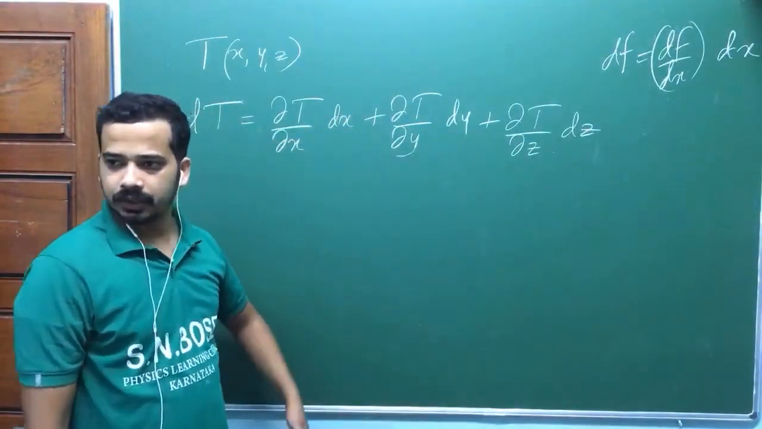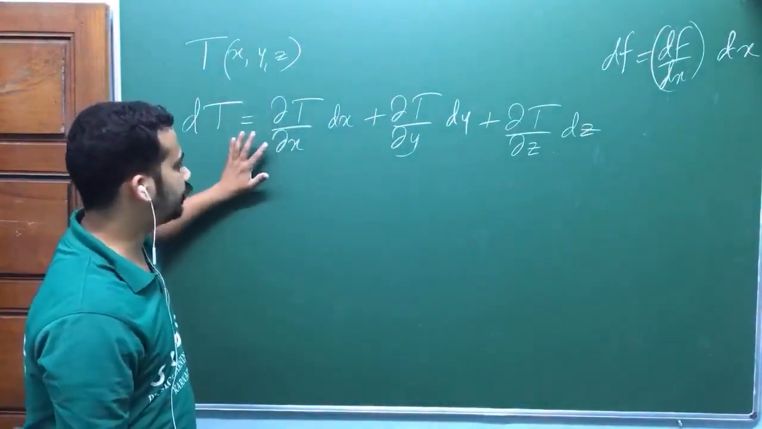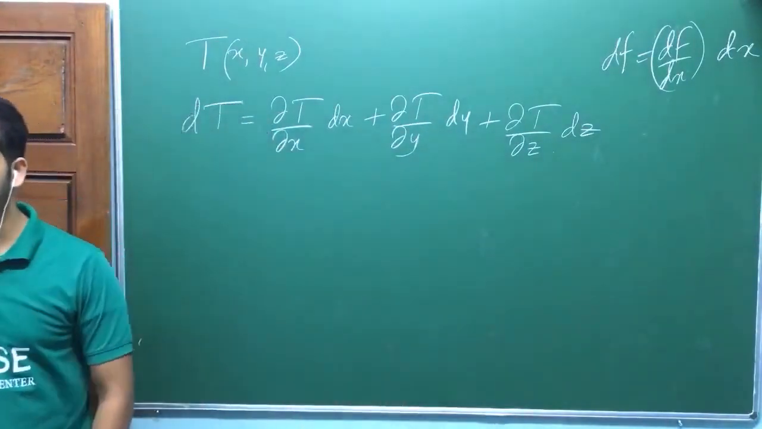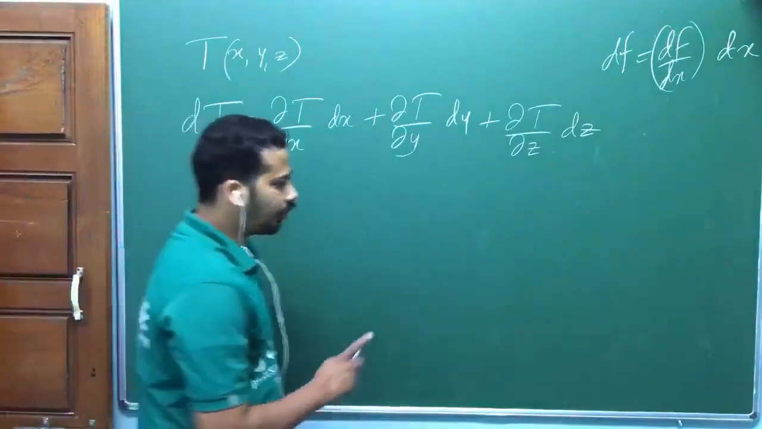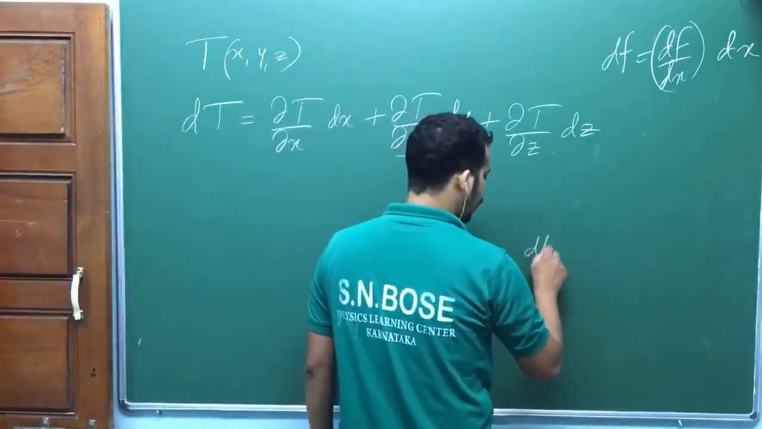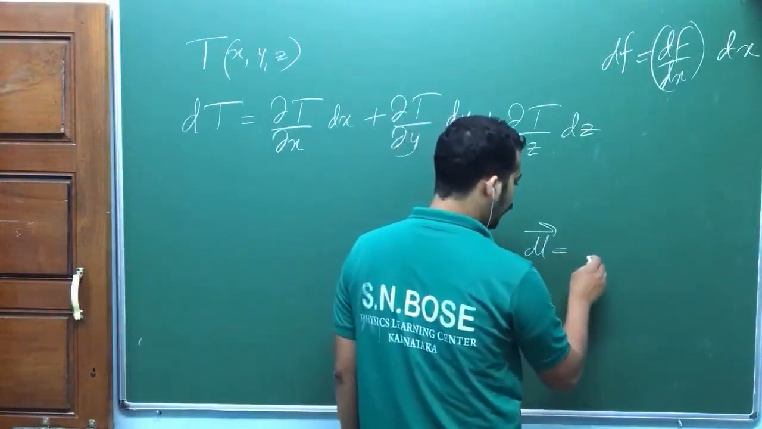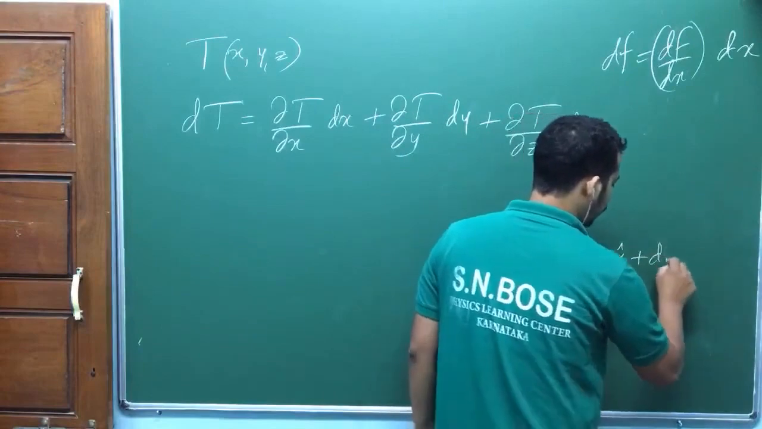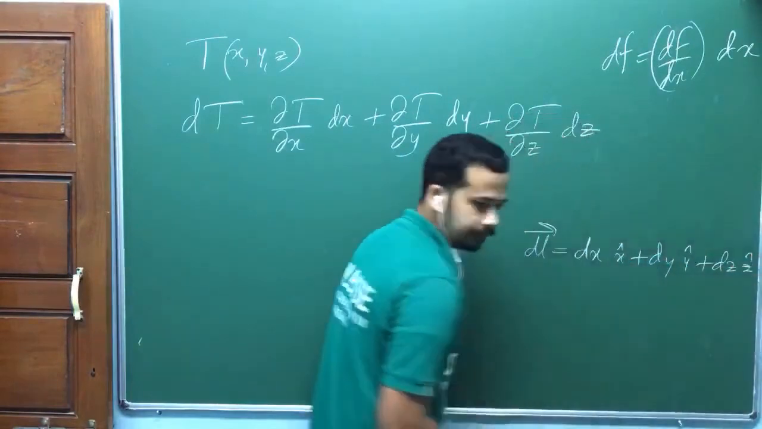What do you mean by that? You have to keep the other variables constant, am I right? While taking the partial derivative of t with respect to x, you have to take y and z constant, isn't it? I hope you know that one. Now, since we are displacing in one particular direction, that infinitesimal displacement vector is written as dx into x cap plus dy into y cap plus dz into z cap, isn't it?